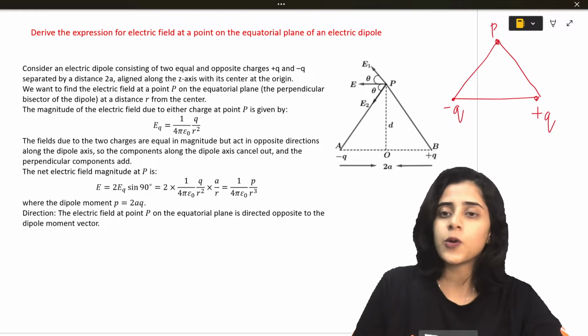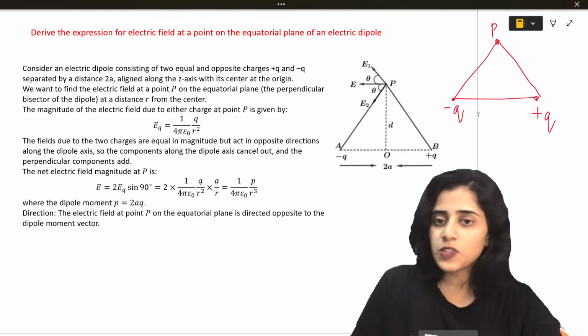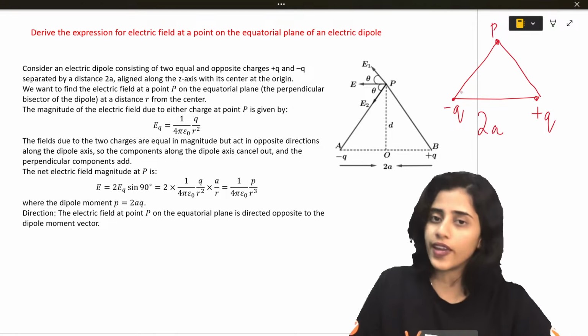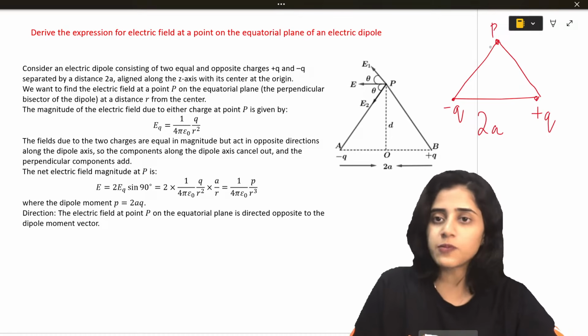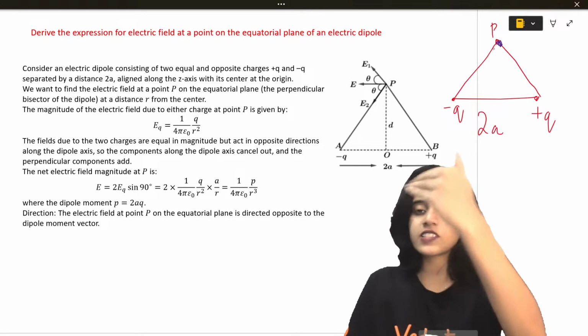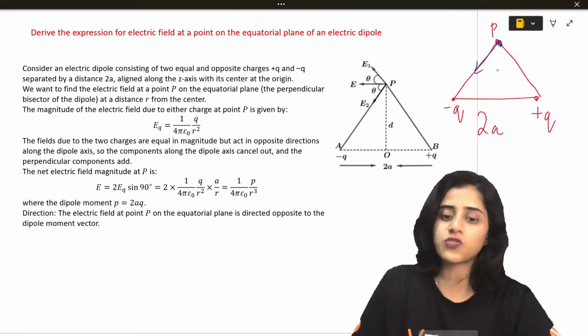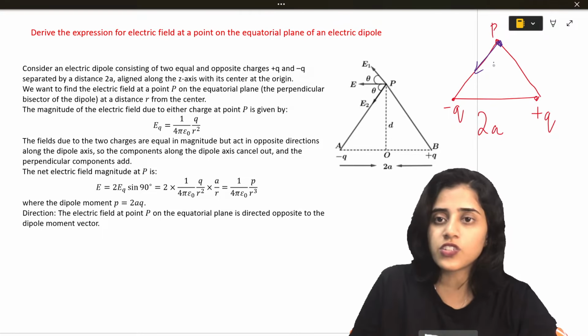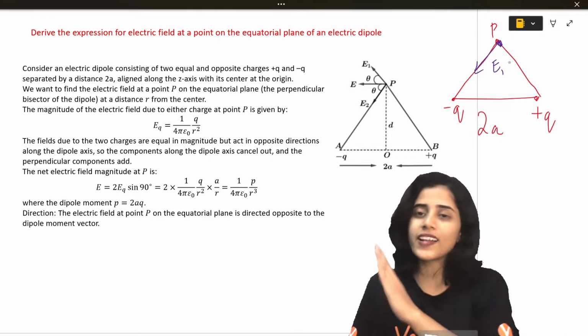Now the distance between plus Q and minus Q is 2a. Now the direction of electric field at point P. See, for negative charges, electric field is always towards the negative charge. So this is the direction of electric field. Now for plus Q, it will be away.